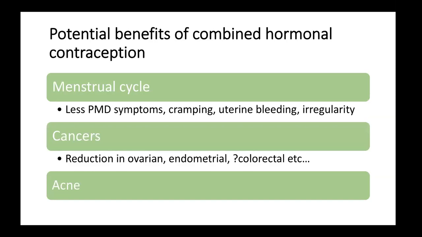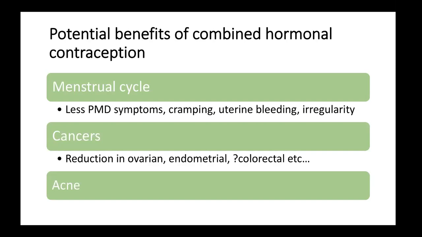Okay, so some of the non-contraceptive benefits to contraception. Specifically for combined hormonal contraception, it can have significant effects on patients' menstrual cycles, so less dysphoria symptoms or less dysmenorrhea. Maybe their uterine bleeding becomes a little bit more predictable. Also in terms of cancers, still emerging research, but it does seem to have reduction in ovarian and endometrial cancers at least. And there's a question about colorectal, even kidney and other cancers.